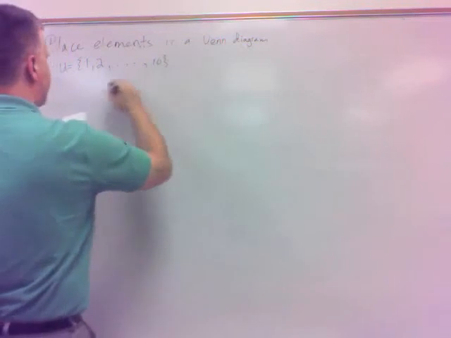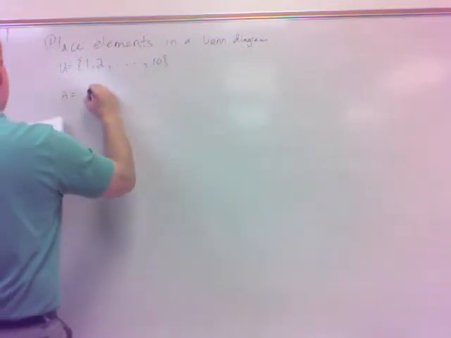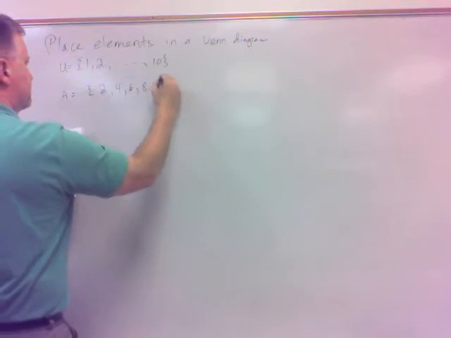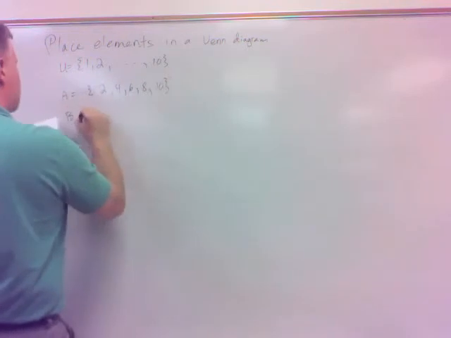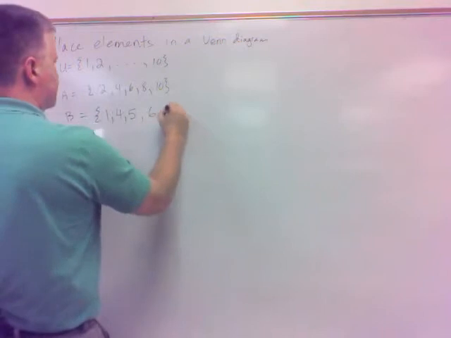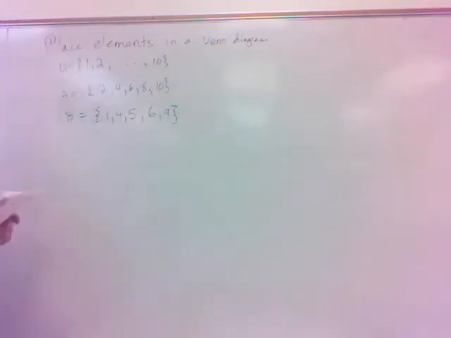A is the even numbers: 2, 4, 6, 8, and 10. And B is 1, 4, 5, 6, and 9. I want to place those elements in the appropriate place of a Venn diagram.